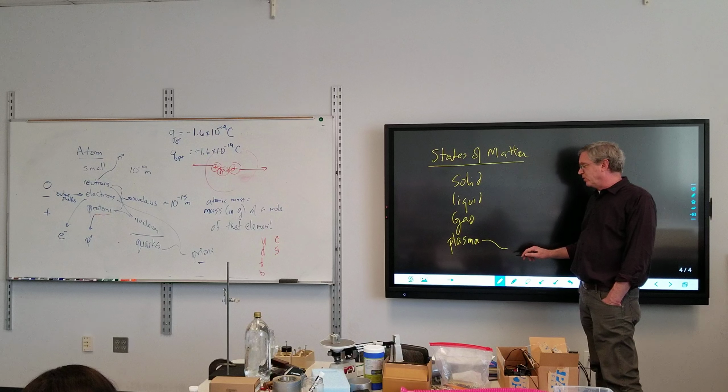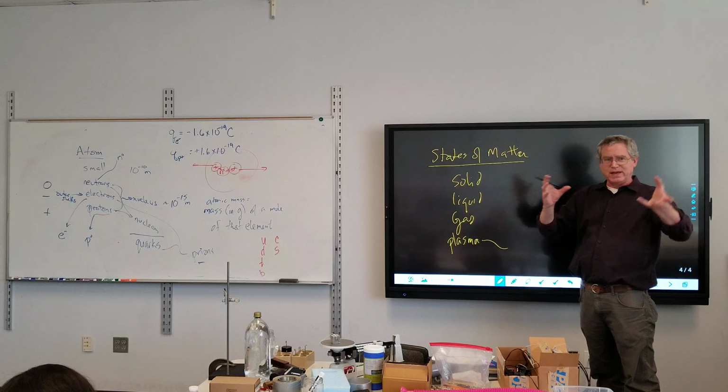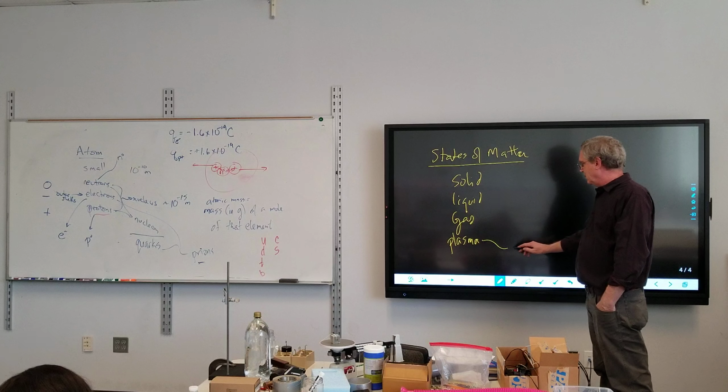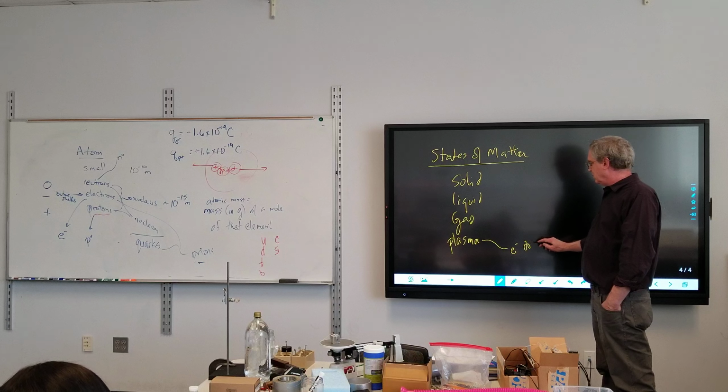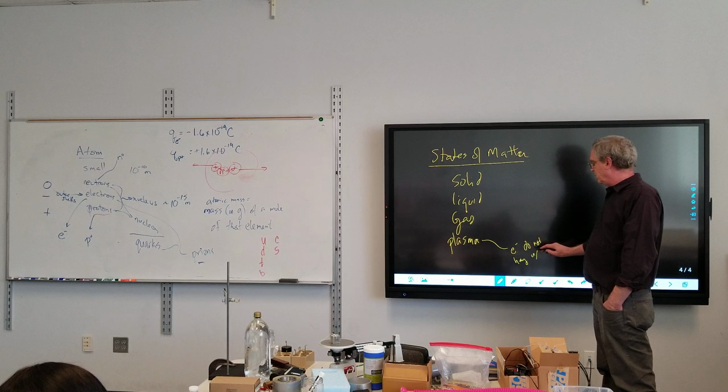Plasma are dissociated atoms. They're atoms with so much energy that the electrons and the nucleus have separated and aren't attached to each other anymore. So the electrons do not hang with the nucleus anymore.